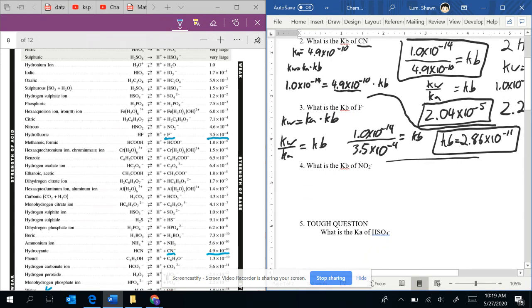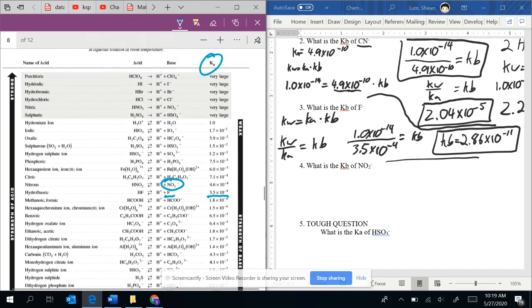Okay, next one. What is the Kb of NO2? So we find NO2 on our chart. There it is. And the other thing I kind of glossed over too, whenever it says find the Kb of something, of NO2 or whatever, remember, we should always be looking for the bases on the base side. If you find, hypothetically, one of these things on the acid side, no, right? We're finding the Kb of these things. So you need to be looking at the base side of everything. So we found NO2 right here.